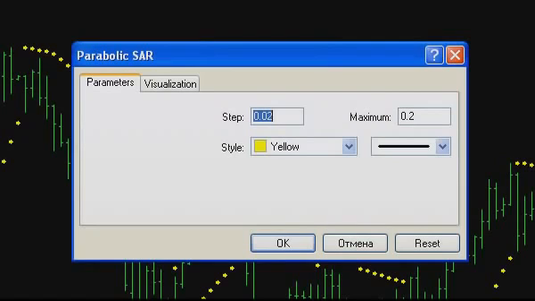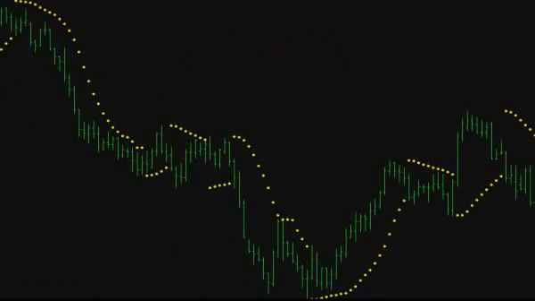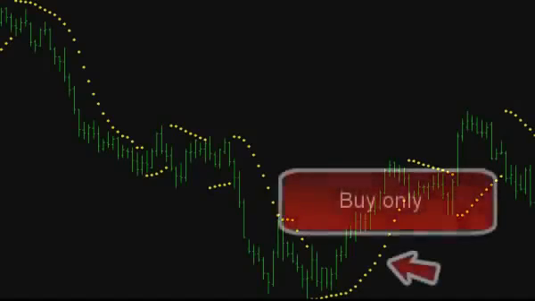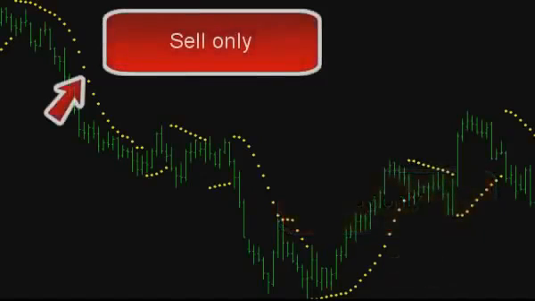If to talk about the practical usage of this indicator, there are two widespread ways of its application. The first one is signal filtering of other indicators or trading systems. Using this approach, you will take into account only those trading signals that correspond to the parabolic points arrangement towards the price. In case parabolic is below the price, we take into account buy signals. If parabolic is above the price, then sell signals are taken into account.